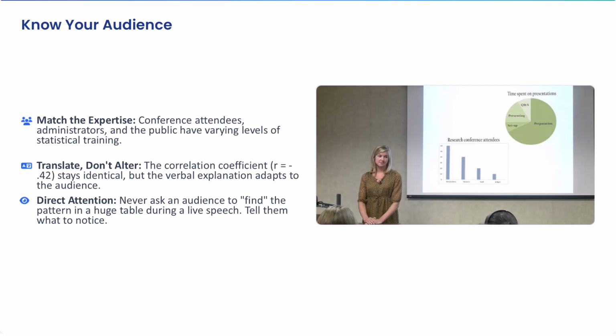For example, if you find a negative correlation of negative 0.42 between self-esteem and depression, you can tell statisticians r equals negative 0.42. However, for a general student audience, you may translate this to students with higher self-esteem reported lower levels of depression, dropping the emphasis on the numbers. For the best presentation approach, combine both: state the conceptual finding clearly in plain language, followed immediately by the supporting statistical metric.